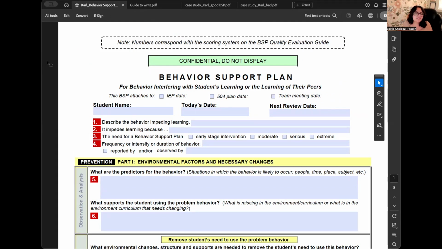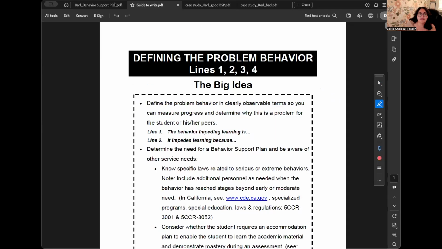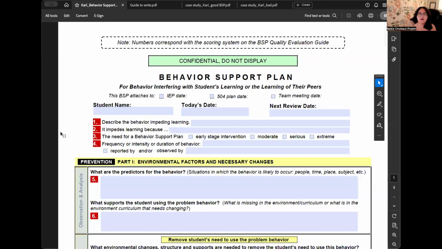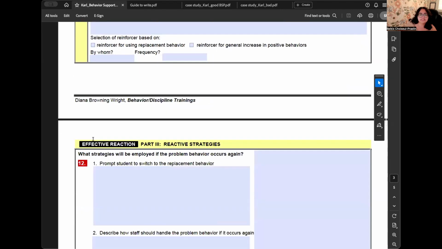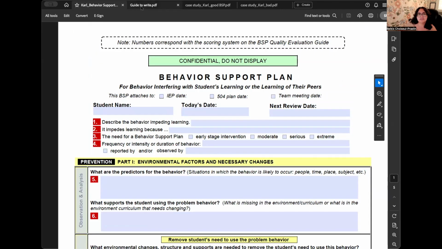All right, so we are going to use the BSP guide that I have up here. It's a pretty lengthy one, but we'll go through it together to break down all the pieces of the behavior support plan. And they correspond with these matching numbers. So there are 14 lines, and I'll just go through really quickly. There's 14, and they will correspond to the guide.